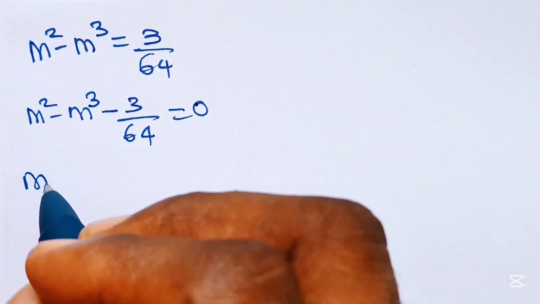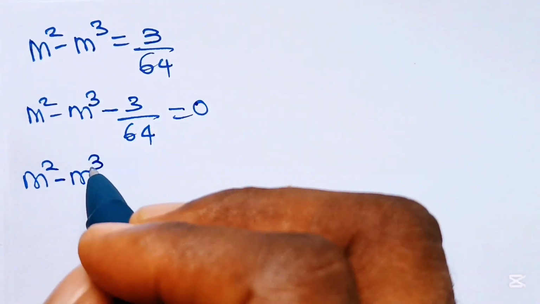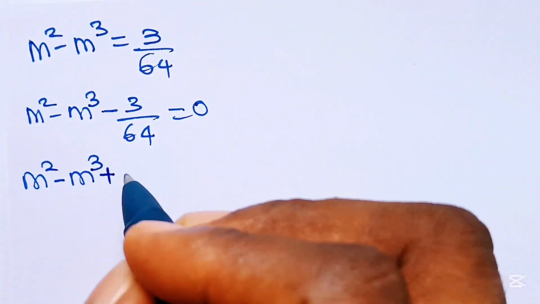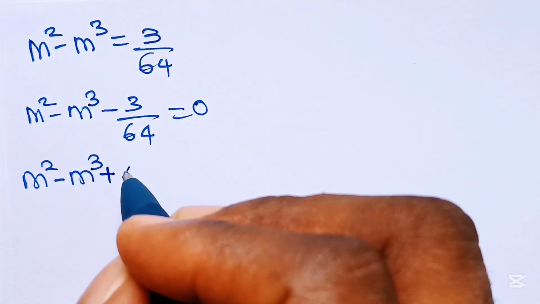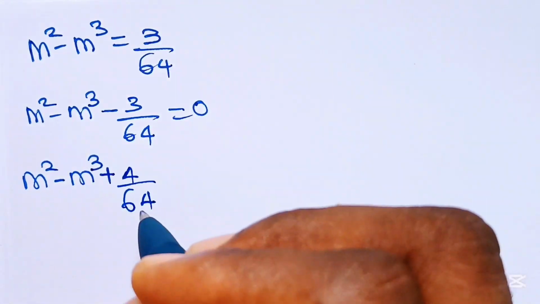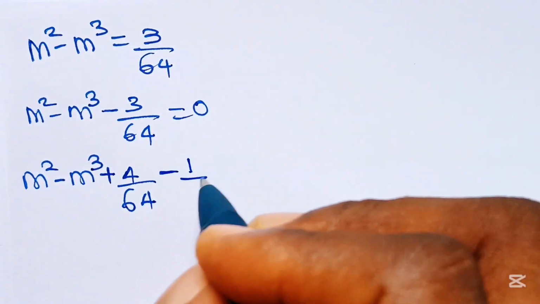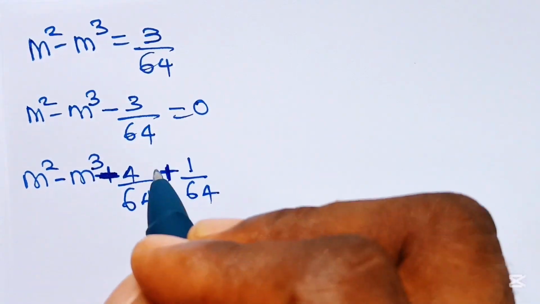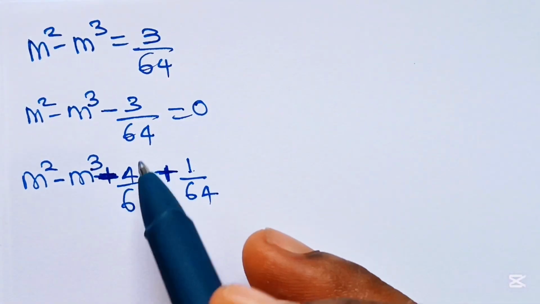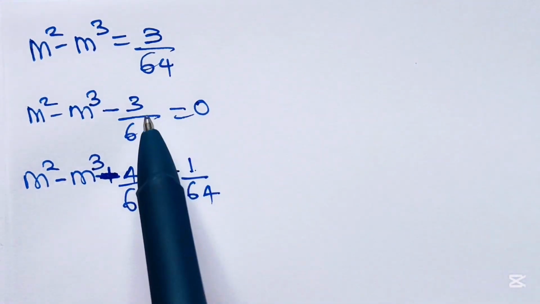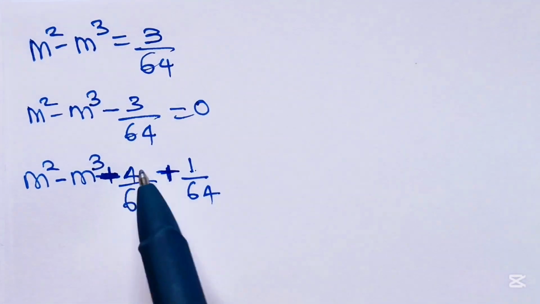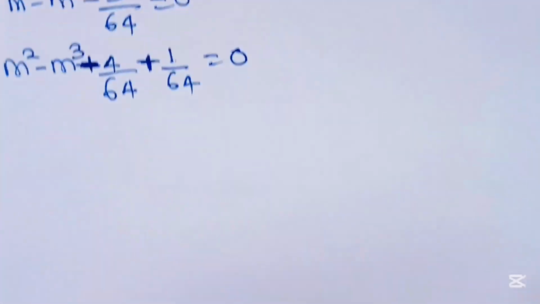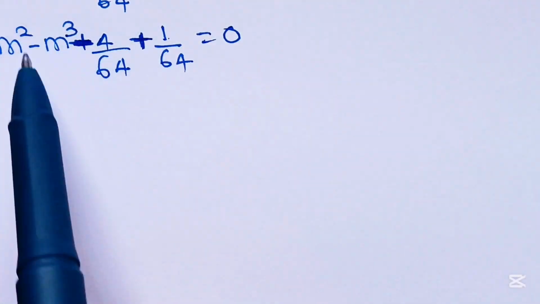Now we have m to the power of 2 minus m to the power of 3. Now minus 3 over 64 is the same thing as minus 4 over 64 plus 1 over 64, right? Because 1 minus 4 will give us minus 3. So we are going to replace the whole of this with minus 4 over 64 plus 1 over 64 is equal to 0. So I'm going to rewrite this line so as to avoid mistake.